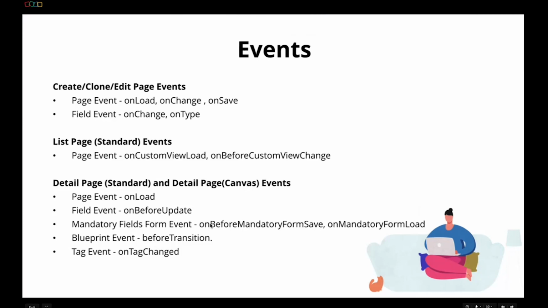Most of the events can be understood with just the names, but then there are small differences which need clarity. Blueprint, we have an event which is before transition. So this will trigger the script before transition occurs in a blueprint. This is a tag event. This event will trigger your script whenever the tag is changed for a particular record.